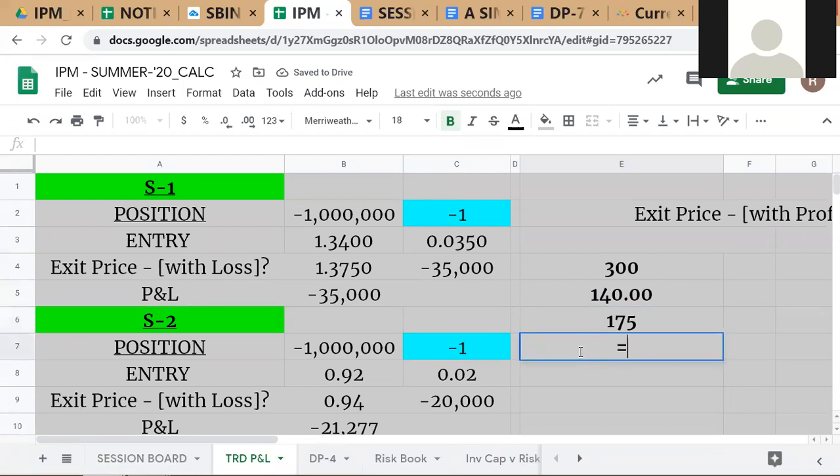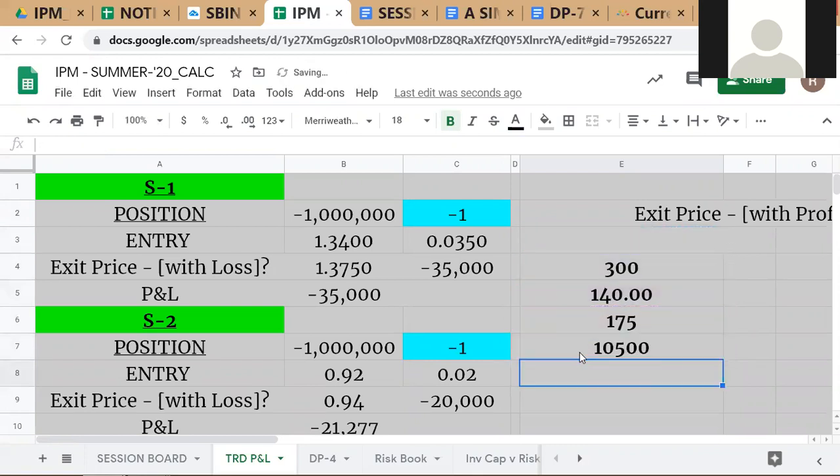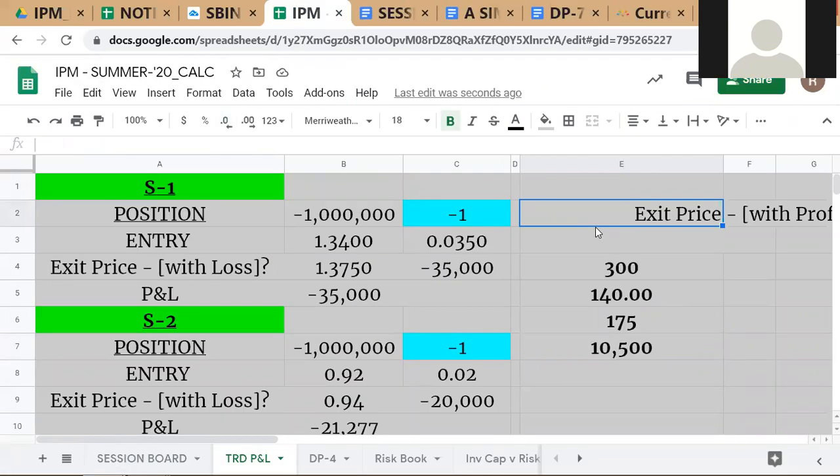So your average profit per unit is the exit price, 175, minus the entry price. This is your average, and then your total profit is times the volume traded, that is 300 quintals. That's your profit. If you ever forget, just work through it mentally in your own head. If you ever forget this principle, that P&L is always generated in the terms asset, work it backwards.